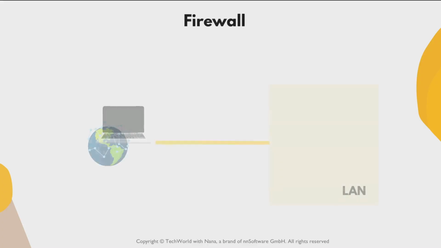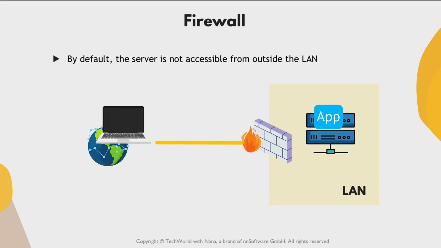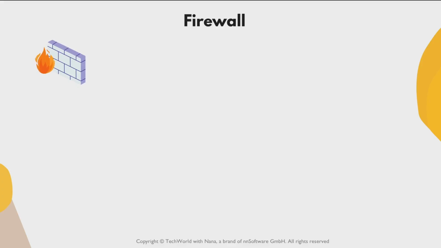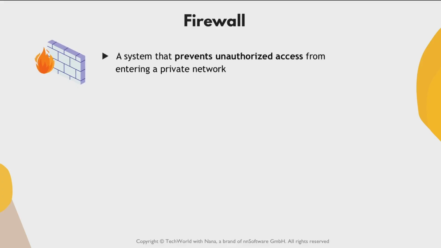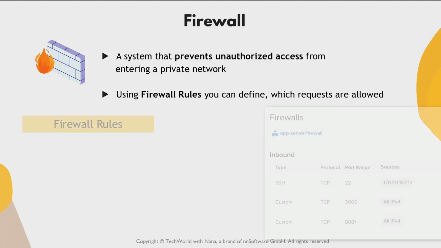Now, what if an outside device wants to talk to your LAN directly? Like, you have a server that runs your application, so you want to be able to accept requests from devices outside your LAN. Well, by default, this kind of communication will not be allowed because of a firewall. So what is a firewall? A firewall is a set of rules that protect a network from unauthorized access. And you can explicitly define what kind of communication you want to allow to your network using firewall rules.